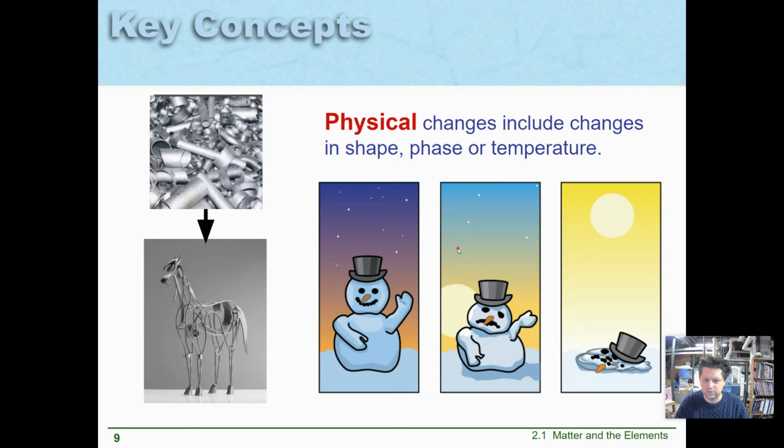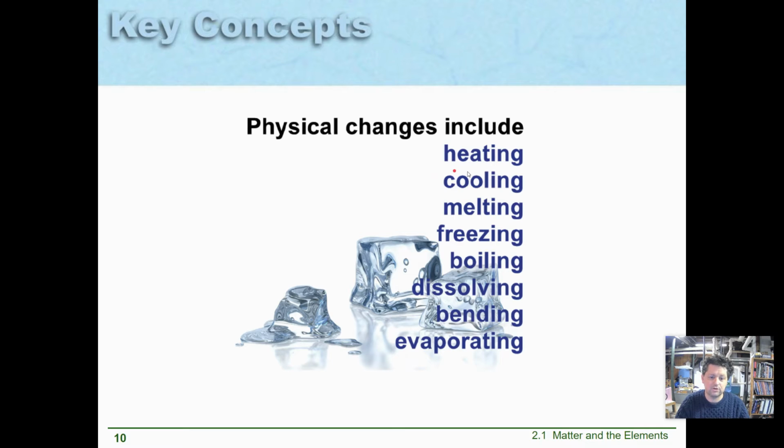Physical changes can include changes in shape, phase, or temperature. By phase, we mean solid, liquid, and gas. So physical changes include heating, cooling, melting, freezing, boiling, dissolving, like putting sugar in water. If you put your sugar into your coffee or into your water, the molecules separate from each other and they go into solution, but the sugar's still there. When I drink the water, it still tastes like sugar.